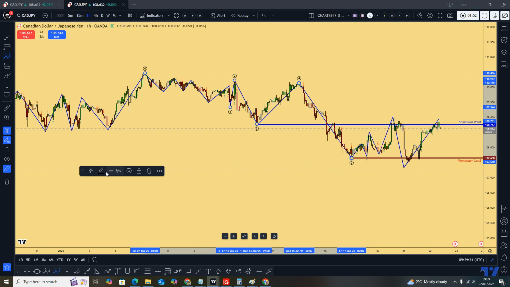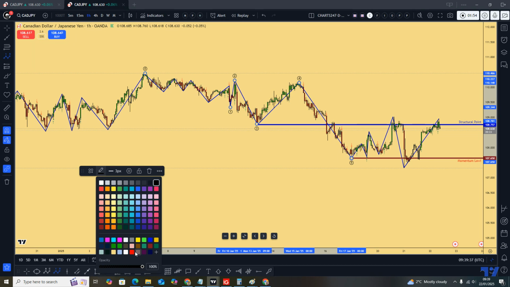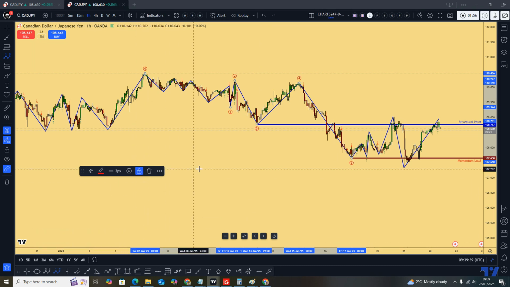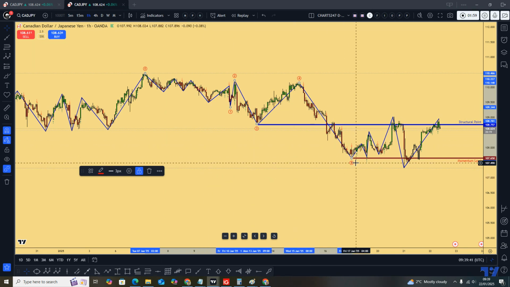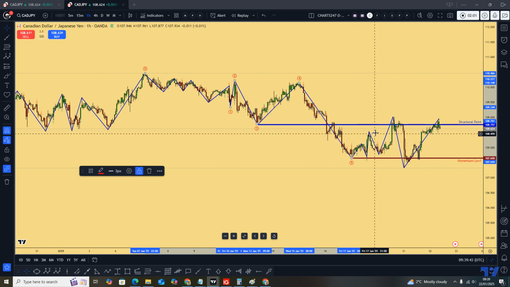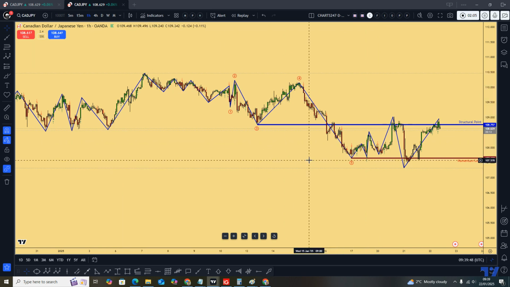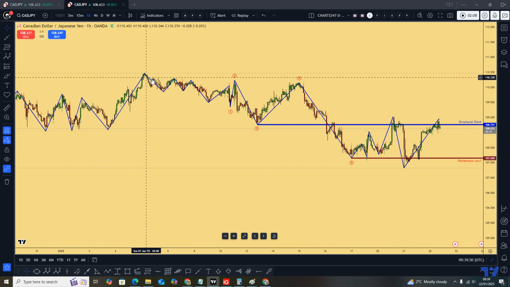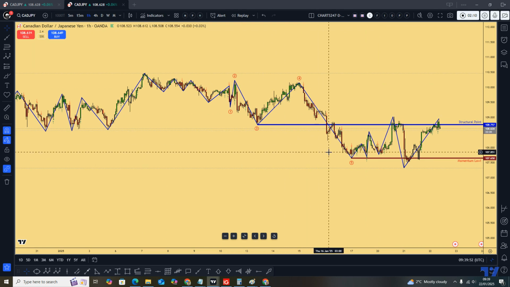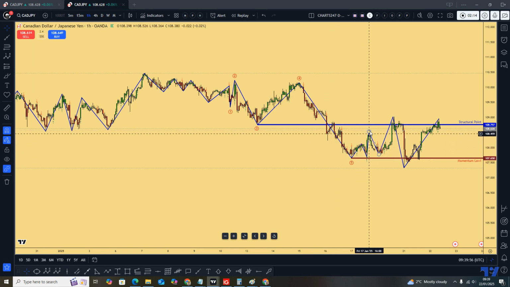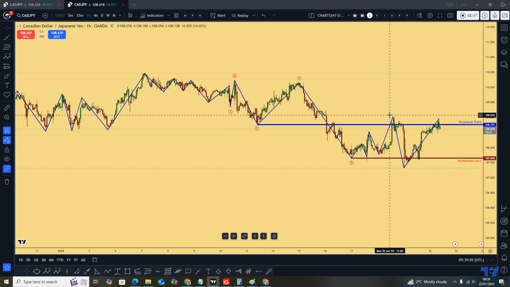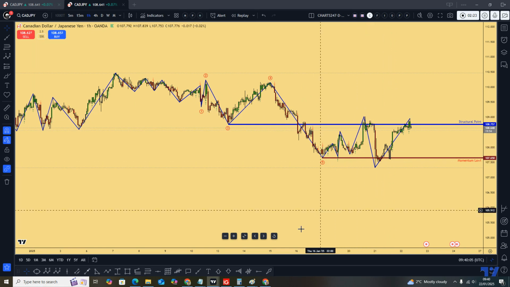Let me change the color. Then after a completed wave structure, we expect 3 waves pullback. I've done a video on this simple thing. In an impulse, you expect 5 waves. A corrective wave, secondary trend, you expect 3 waves, and this is 0, ABC, 1, 2, 3. That is intact.